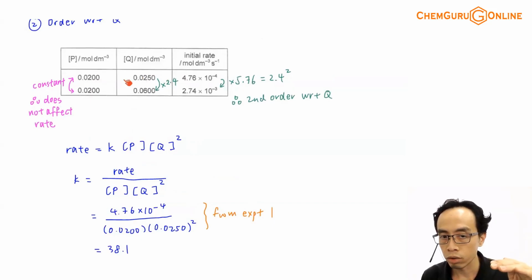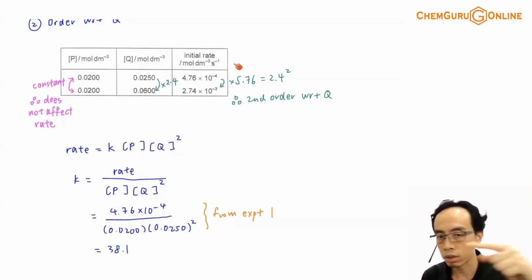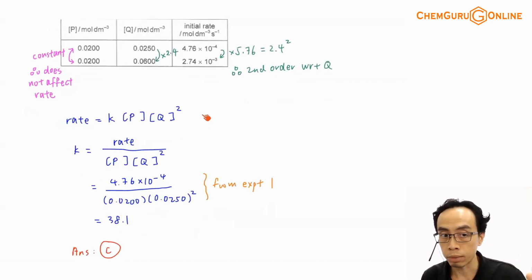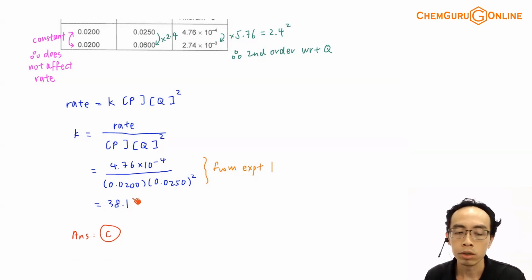Substitute the values from either experiment. It doesn't really matter which one. So we're going to use the values for experiment number 1. P concentration is 0.002, which is here. Q concentration is 0.0250, which is here. And then the rate is 4.76 times 10 to the power minus 4, which is here. So I simplify this, and I will be able to solve for k. k is 38.1. So the answer to this question will be C.